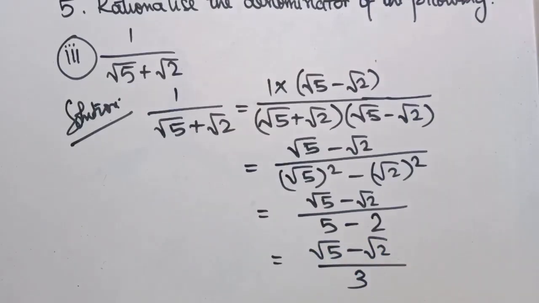So after rationalizing the denominator, we will get root 5 minus root 2 by 3 as our required solution to the question Roman number 3.